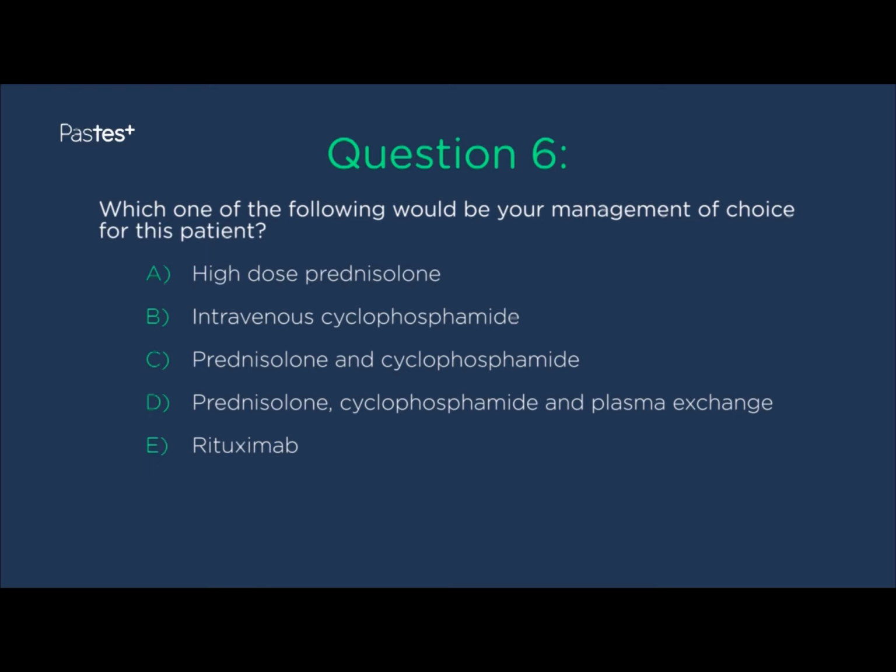So the clinical scenario here involves a case of pulmonary renal syndrome. The patient has pulmonary hemorrhage as evidenced by the chest x-ray finding, and also the elevated transfer factor on the pulmonary function testing. The ANCA is negative, and so it is quite likely that this patient has Goodpasture's syndrome. Therefore, the correct option would be high-dose prednisolone, cyclophosphamide as induction therapy, coupled with plasma exchange. So this will be D.